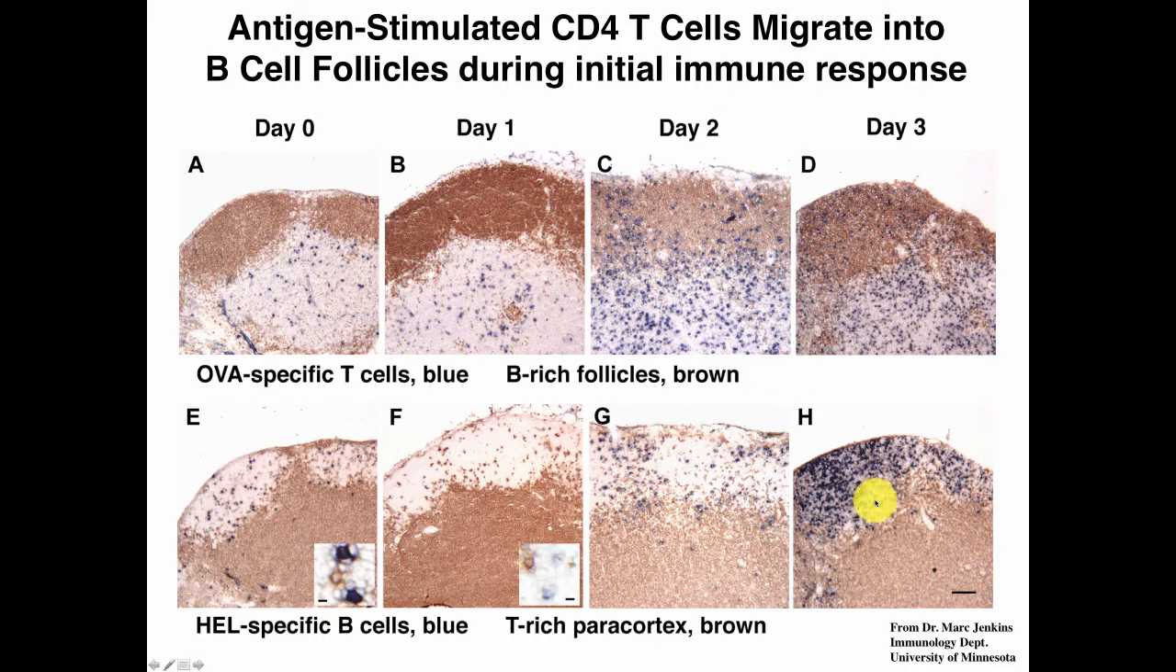Then if you jump down to this panel, you can see that in this case it's the B cells that are labeled in blue, the antigen-specific B cells. And you can see that shortly after the T cells get to the follicle, you get a large expansion in the number of antigen-specific B cells present in the follicle, and this is a result of T-B cell interaction.